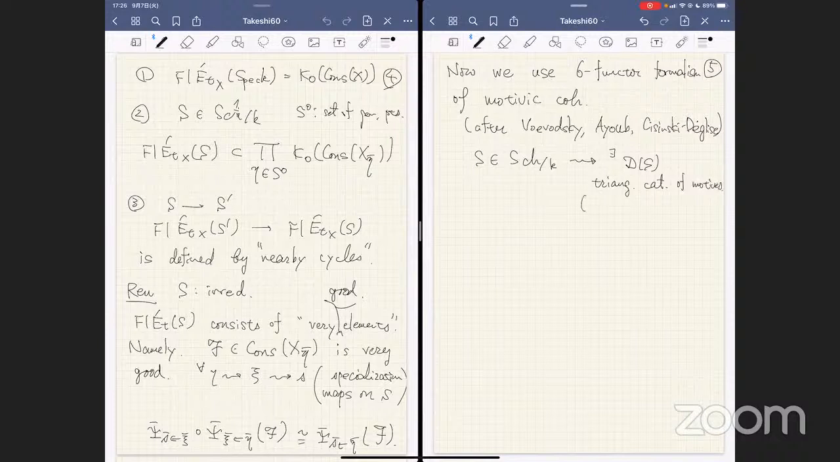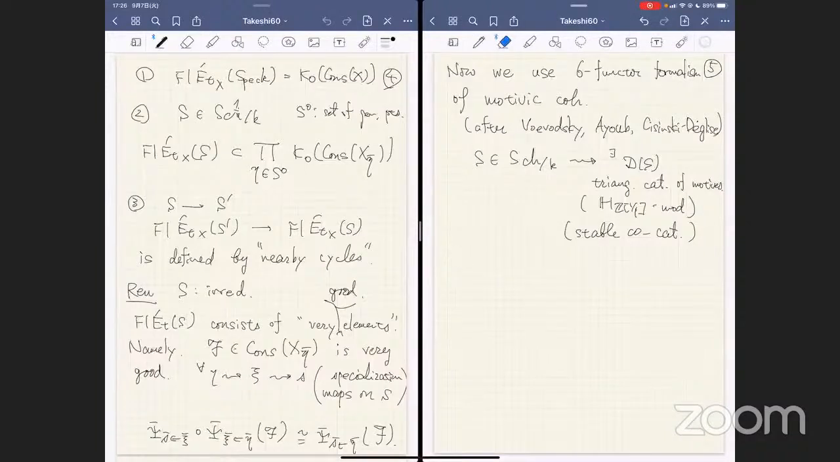So if you want to be more specific, it's HC1 over P module. This H is a motivic Eilenberg-MacLane spectrum. And for me, the only important thing is that this is a triangulated category. And later I should upgrade this to a stable infinity category. So if you're familiar with the language, it's better to consider it as a stable infinity category.